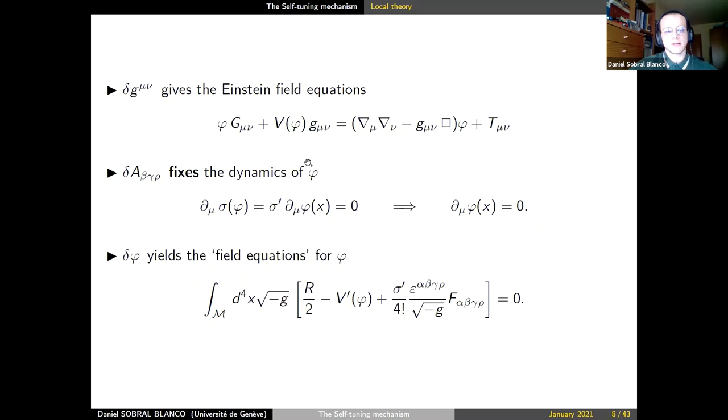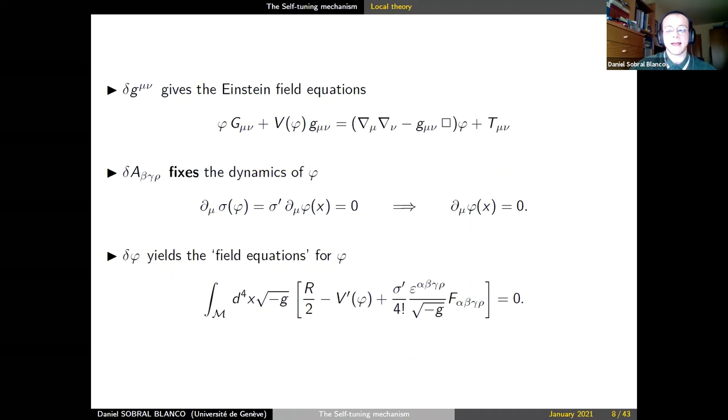So for the theory that we have above, we perform the usual operations. We vary it with respect to the metric, obtaining the Einstein field equations for this theory with this additional ingredient, which is the one that complicates the dynamics of the model. We also perform a variation with respect to the three-form gauge field, where, as I said before, it fixes the dynamics of phi, because what we obtain is this expression here, equating to zero, where we can immediately see that the first derivative of the field is zero, and it will be zero always in the entire domain of the action.